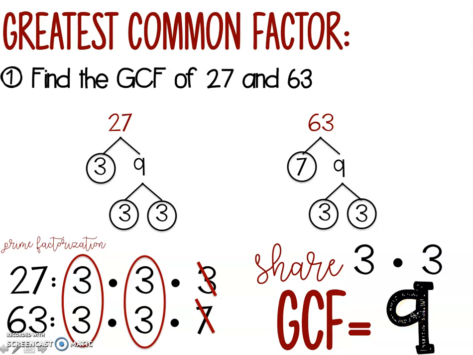Now you're going to use the same process to solve the rest of these problems. You're going to first make a factor tree, list the factors until they're all prime, list out their prime factorizations, and circle what they share. Whatever they share, we can then multiply to get the greatest common factor.